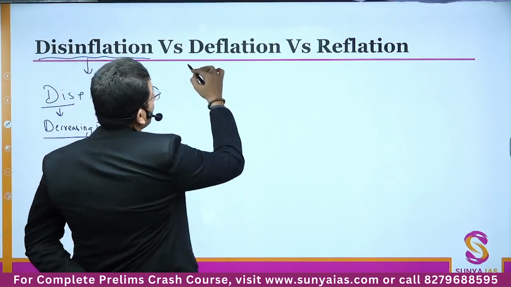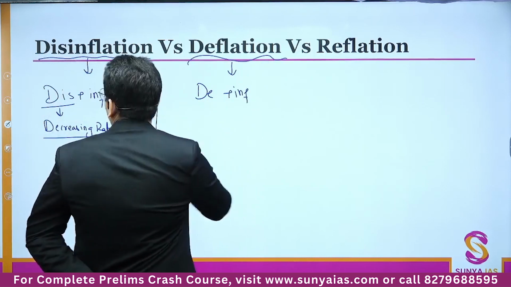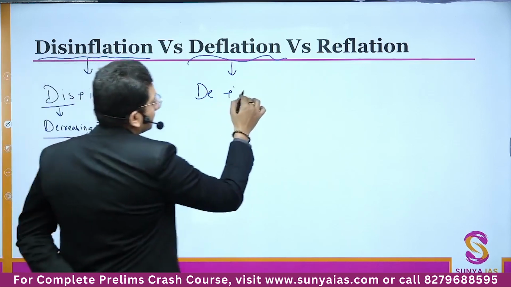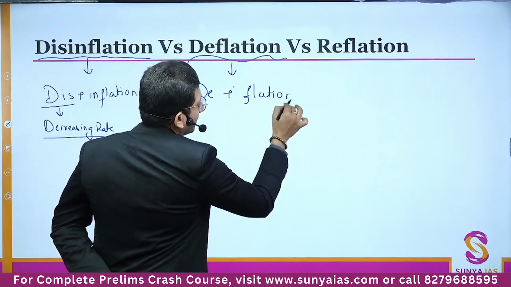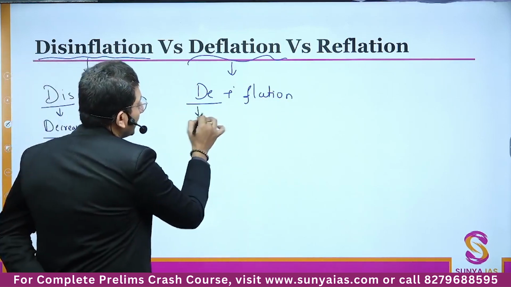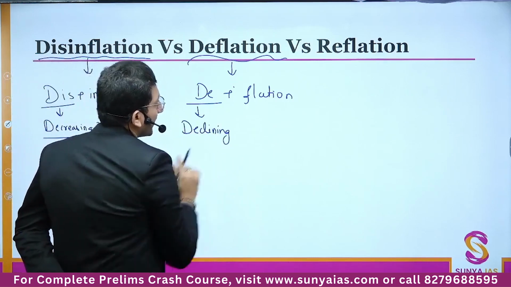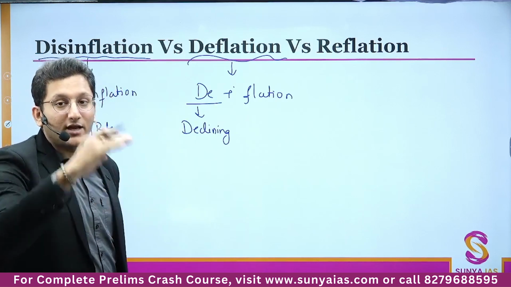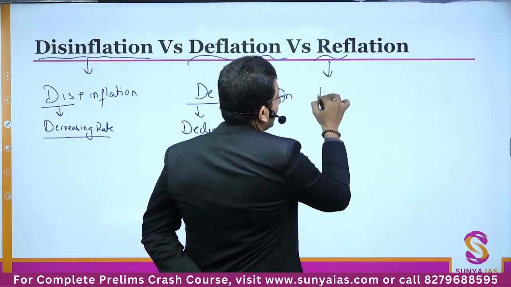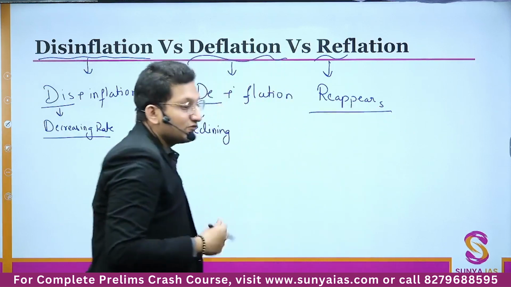When I'm talking about deflation, I'm talking about D plus inflation, right? Deflation, that is what we will call. So when I'm talking about D, that is declining inflation. So the inflation is in the negative territory. So it is declining inflation. And then the re, that is reappear. That is, when the inflation again reappears.